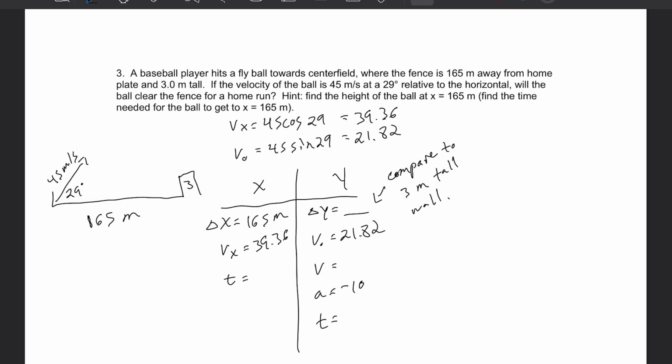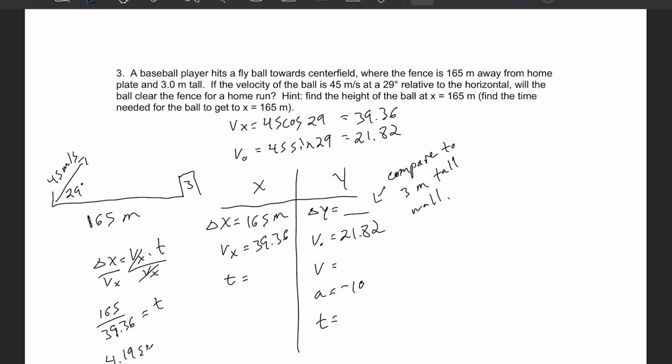So first let's find out, how long does it take to reach the wall? Well, if you're going to move 165 meters from left to right, and from left to right you're moving at 39.36 meters per second, we're just going to take our delta x is equal to Vx times t and rearrange it so that we're solving for time. Delta x divided by Vx, or 165 divided by 39.36, is our time. Once we calculate that, we can put time into our table on both sides.